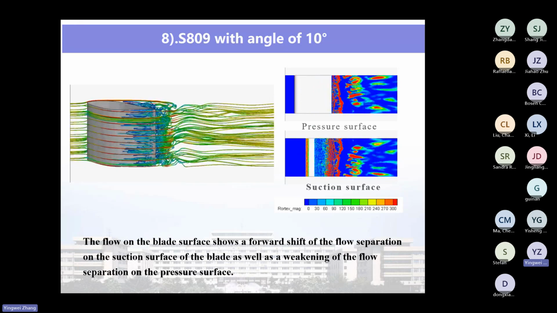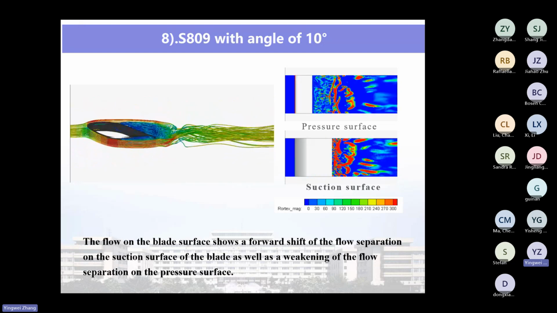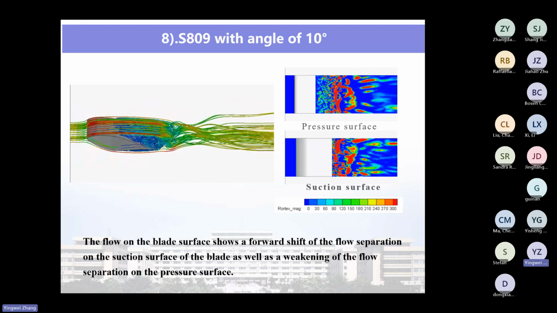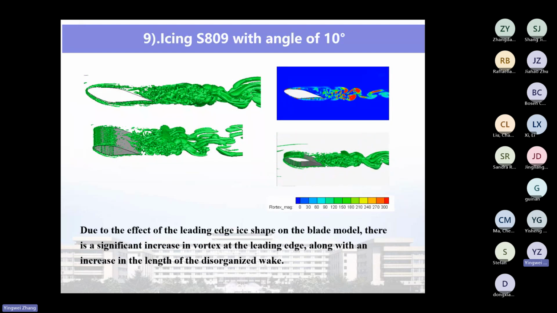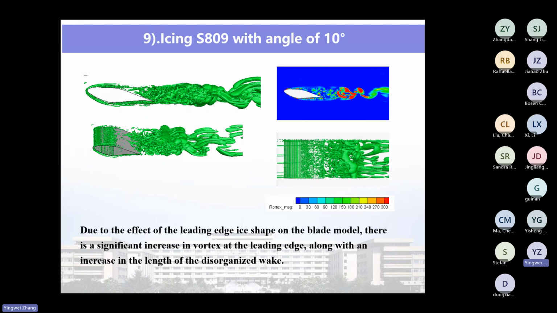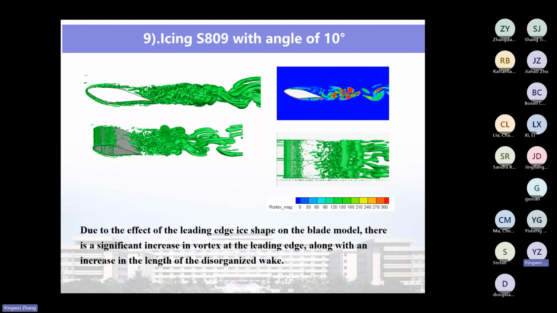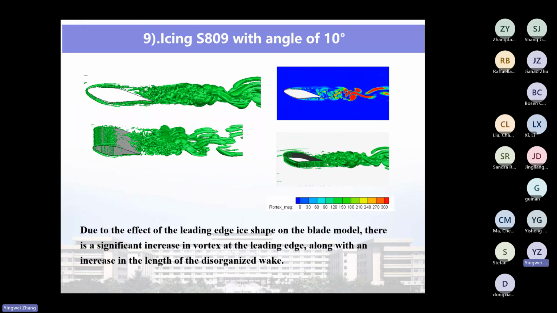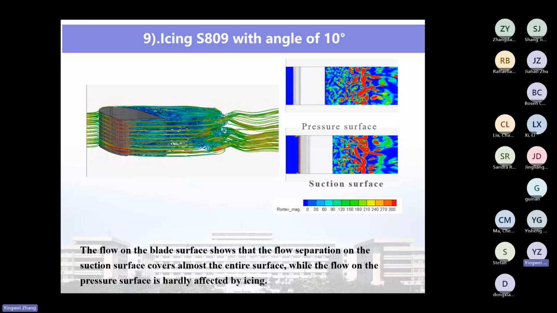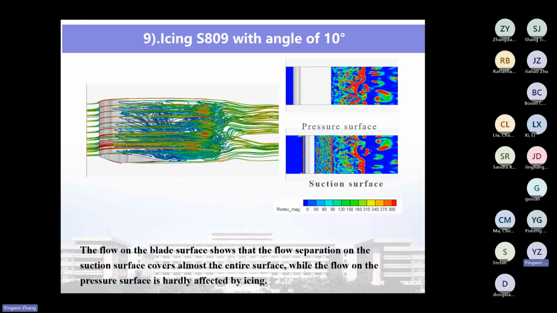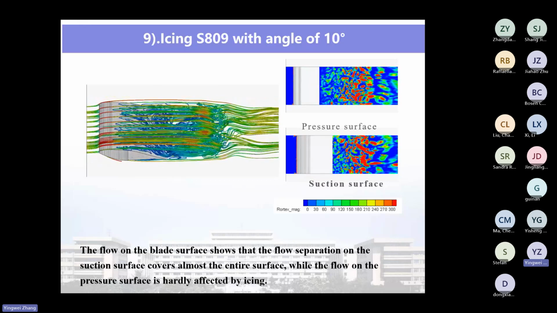The flow on the blade surface shows a forward shift of the flow variation on the suction surface of the blade, as well as a weakening of flow variation on the pressure surface. Due to the effect of the leading edge S-shape on the blade model, there is a significant increase in vortex at the leading edge, along with an increase in the length of the disorganized wake. The flow variation on the suction surface covers almost the entire surface, while the flow on the pressure surface is hardly affected by icing.